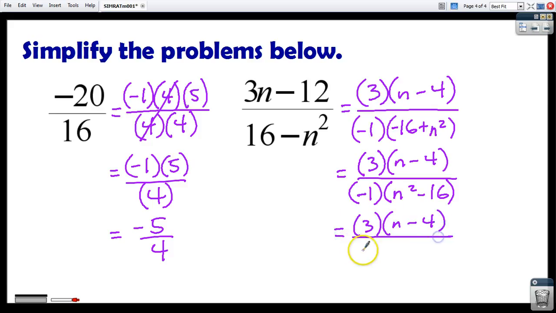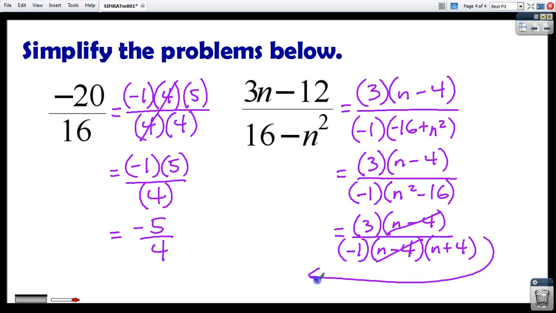So leave the top alone. Leave the negative 1 off to the side, but then n squared minus 16 becomes n minus 4 times n plus 4. Now we didn't see that before because this again was kind of the reverse of what we're used to seeing, but now I can see that these exactly match up, n minus 4, n minus 4, and I can put the whole thing back together again. And since I'm out of space over here, I'm just going to put it over here.